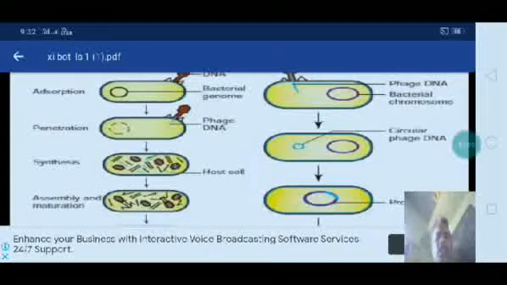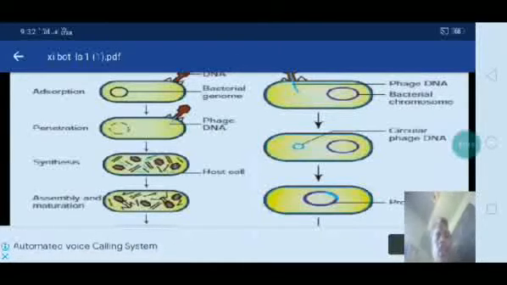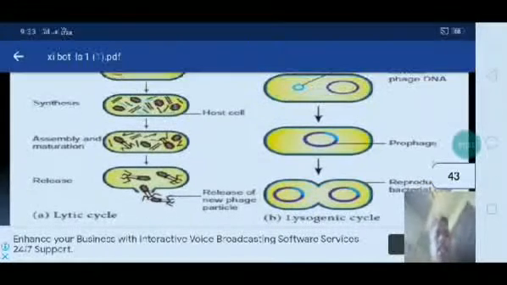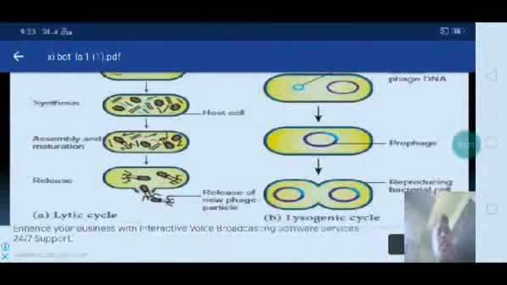Then the last steps are assembly and maturation. The nucleic acid, DNA or RNA, and the viral parts are synthesized, then assembled and matured. These are joined together. Then lastly, the mature viruses are released from the bacterial cell.